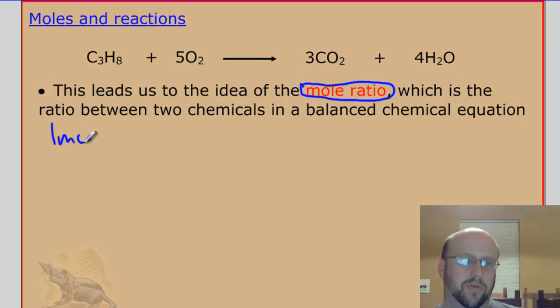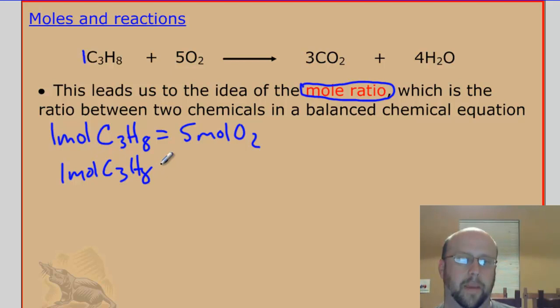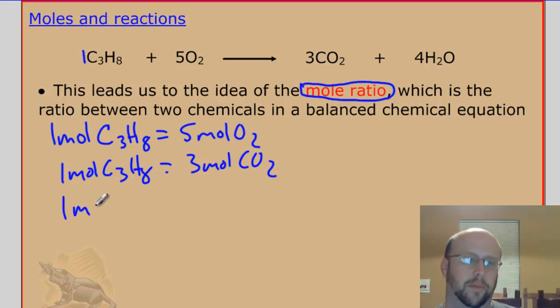So I'm going to write out all of the possible mole ratios that I can get for this problem in equality form. So 1 mole of propane is equal to 5 moles of oxygen. How do I know that? There's an unspoken 1 there, right? And then 5 moles of oxygen right there. So that's where I get that. I can do that with all the other things too. 1 mole of propane is 3 moles of CO2. And 1 mole of propane is 4 moles of water.